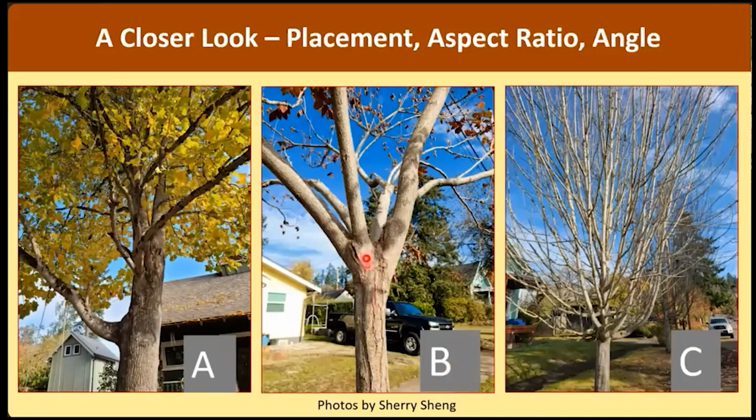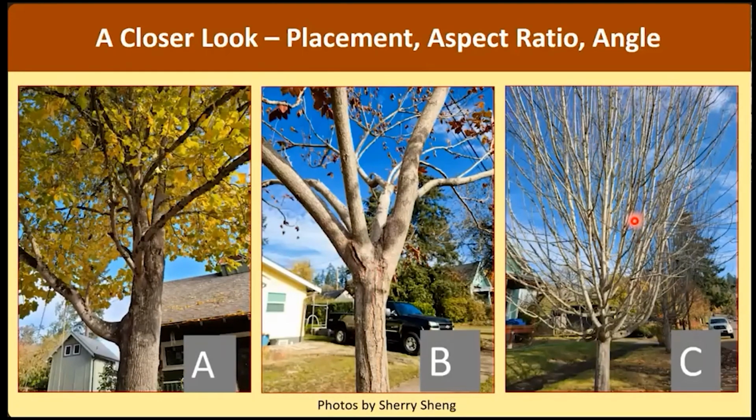Placement: no vertical gap whatsoever. All the stems, branches come out around the same area on the trunk. So that is a major problem. As a result, we can see the aspect ratio is bad because all these branches are about the same size. And you can see included bark right here.